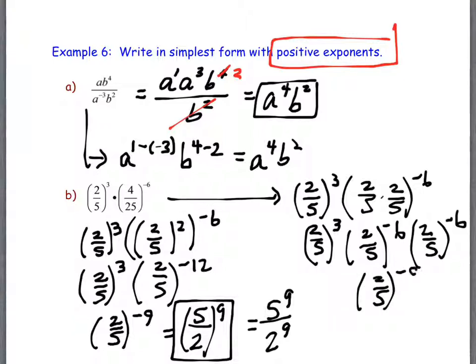And I'm not asking you to write down every point of view possible. I just want you to realize that there's more than one way to think through this. So if you were working with somebody else and they said, hey, but this is what I did, that's probably okay. It's just a different way of thinking about it. Okay? And of course, it would simplify then to 5 over 2 to the 9th, or 5 to the 9th over 2 to the 9th. Any questions on that one? Okay.